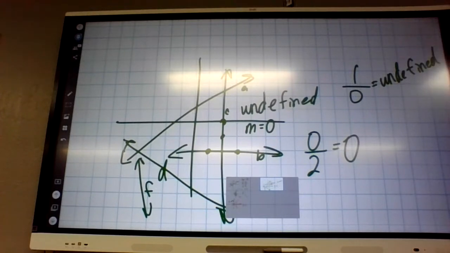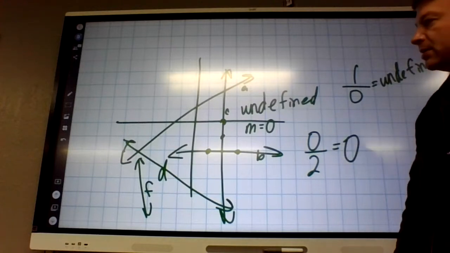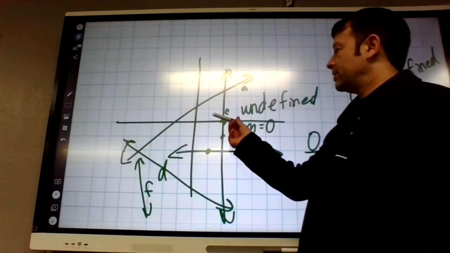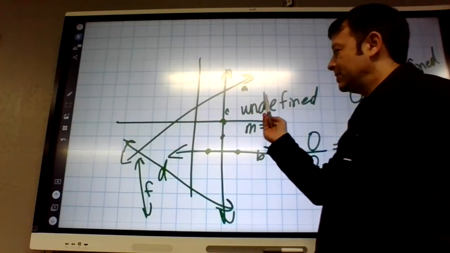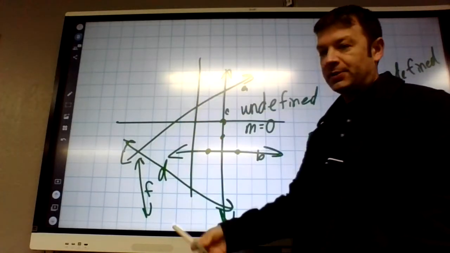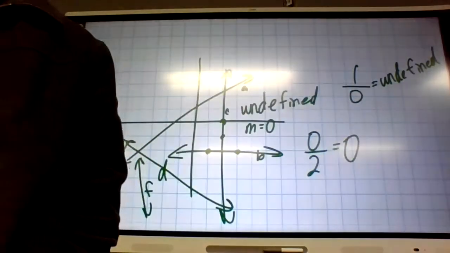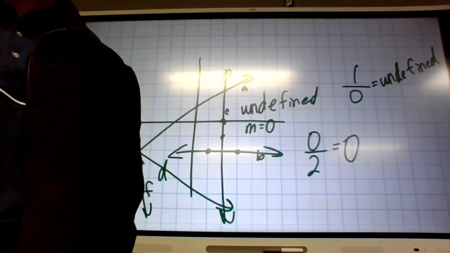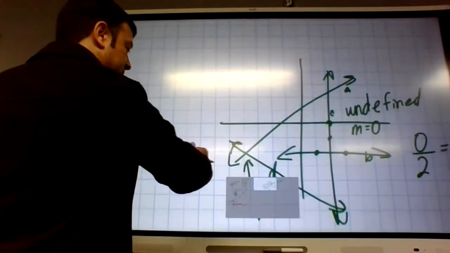I saw it as the x-axis, so I was like, what? And then I realized it was straight up. Well, yeah, the x-axis would have a 0 slope. This is the x-axis. And the y-axis would have an undefined slope.